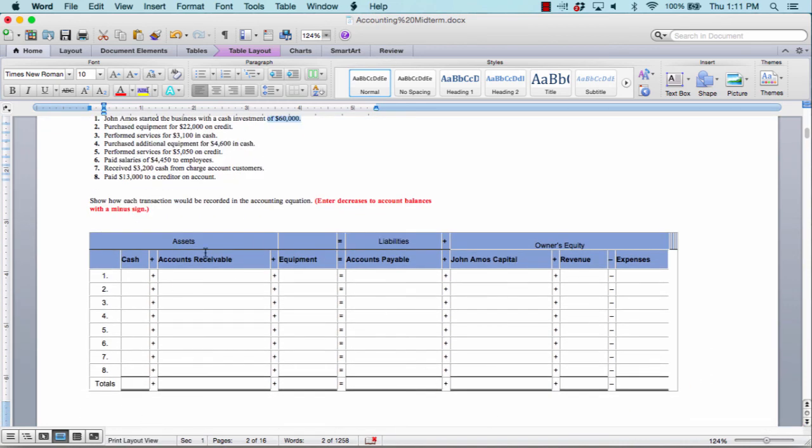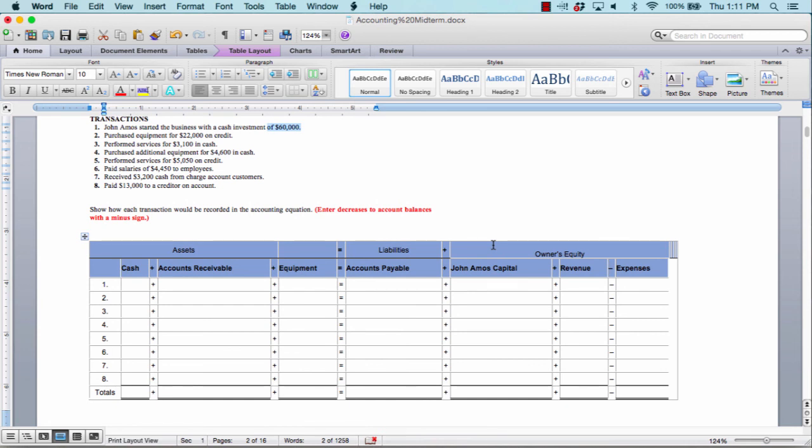This here represents tabular form. This is the first concept that you learned in this semester. So refer back to chapter 2, I believe. So John Amos started the business with a cash investment of $60,000. And remember those key words. One of them is cash, and the other one is an investment. When it's cash, you're dealing with the cash account. When it's an investment, you're dealing with owner's capital.